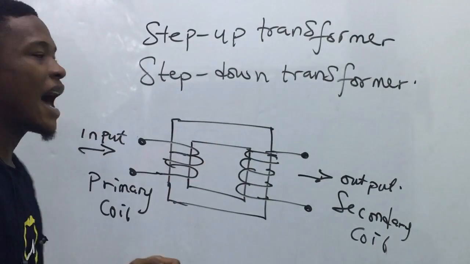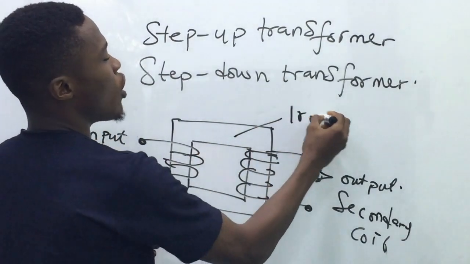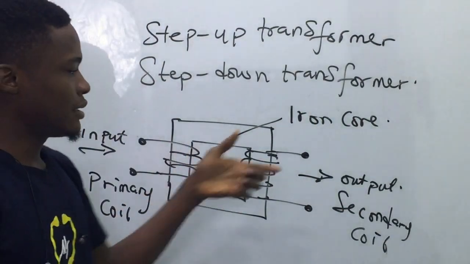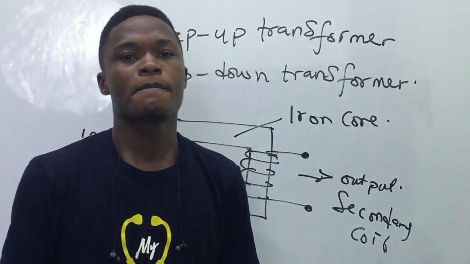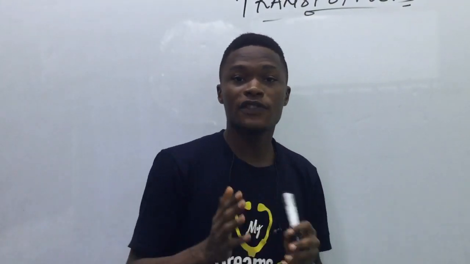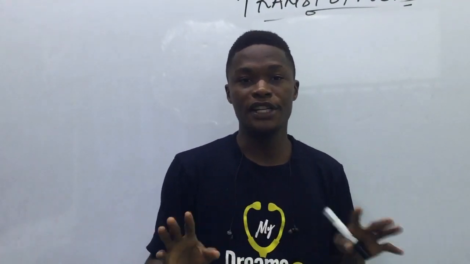Now these two coils are wound on an iron core. This is an iron core. That is the basic structure of a transformer. Now we are going to talk about those two types of transformer I told you earlier, the step up and the step down, and know what actually makes them different.